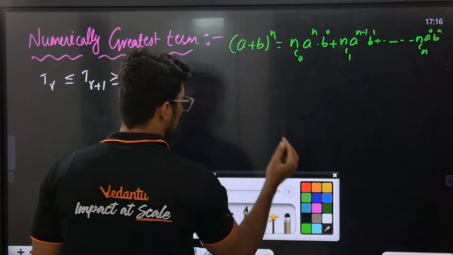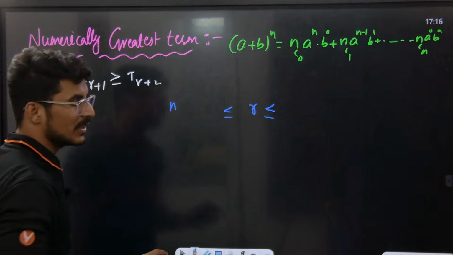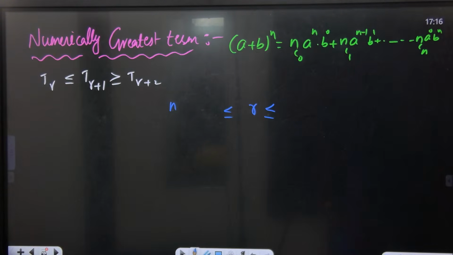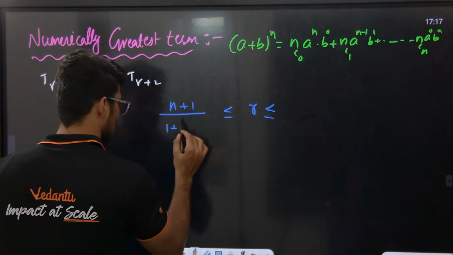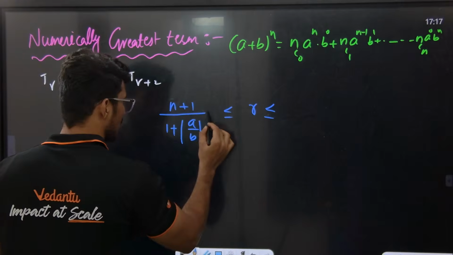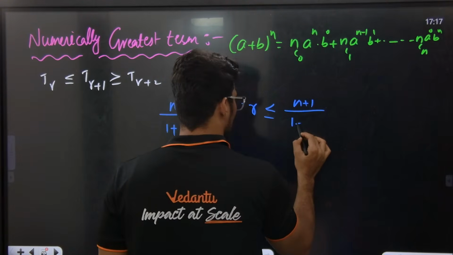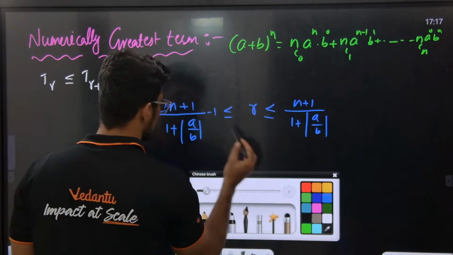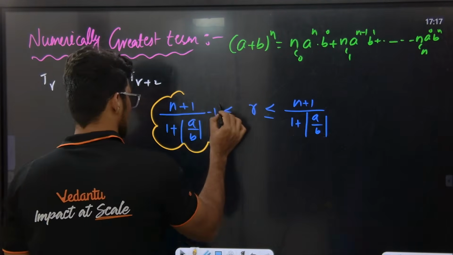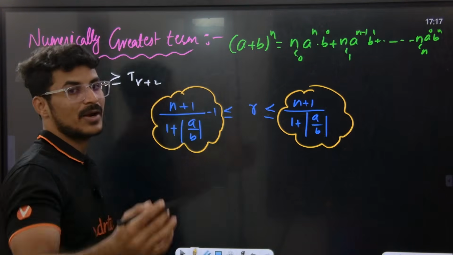We are trying to find the r value. r will be lying between (n+1) divided by (1 + |a/b|) minus 1, and (n+1) divided by (1 + |a/b|). The same thing I'm going to write here. So your r value will be lying between these two things. This is the left hand side part of r, and this is the right hand side part of r.